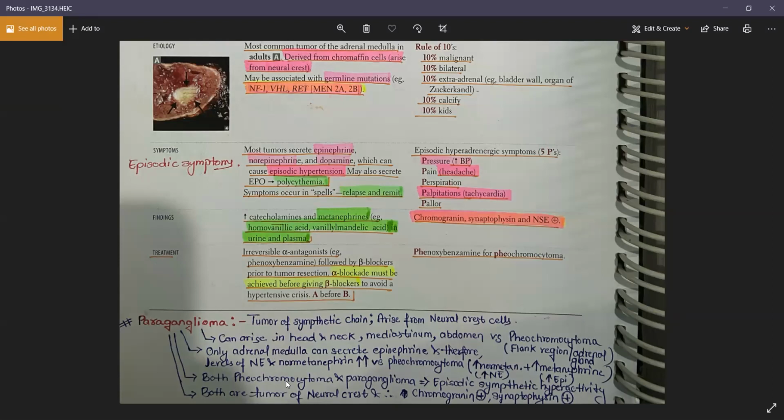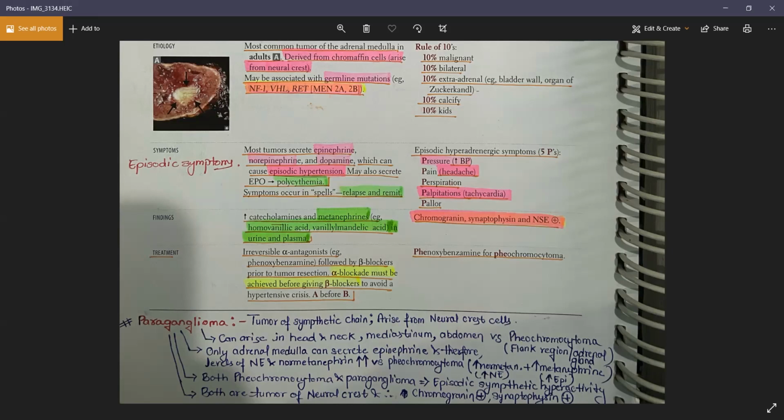Okay, but in both pheochromocytoma and paraganglioma, you will have episodic sympathetic hyperactivity, and because of this you will have episodic hypertension, episodic headache, episodic tachycardia. So everything will be episodic in both the tumors. The only thing that you can differentiate is, first, the location of the tumor, and second, the release of epinephrine and norepinephrine.